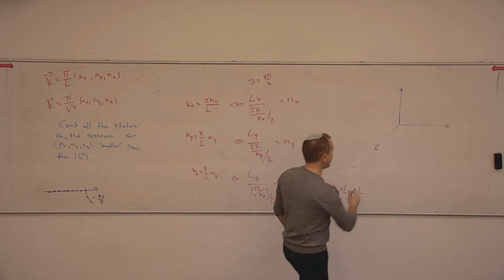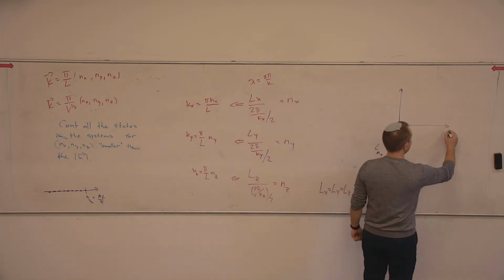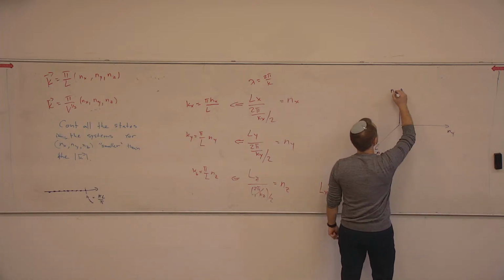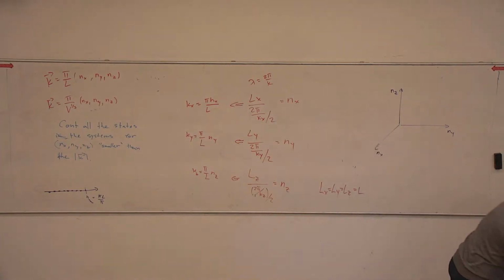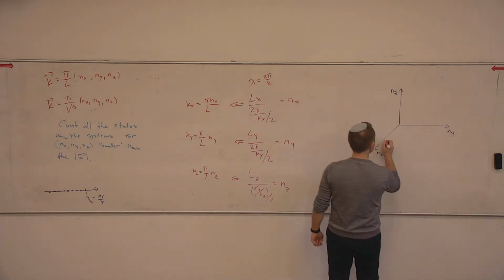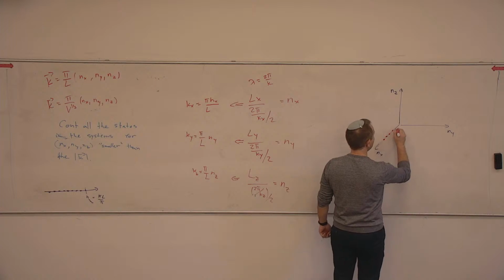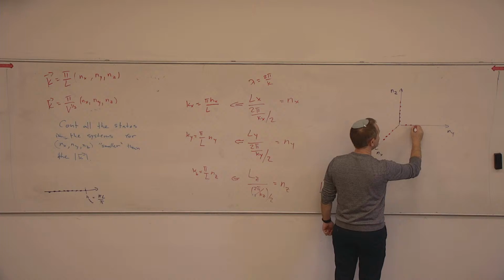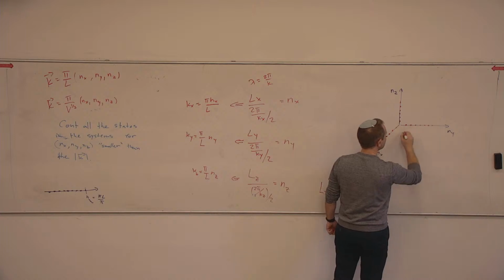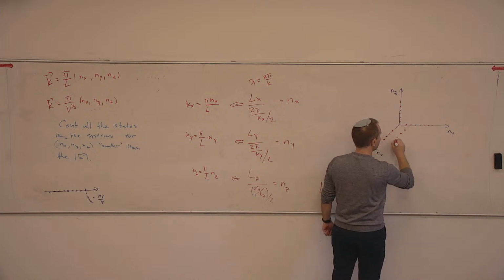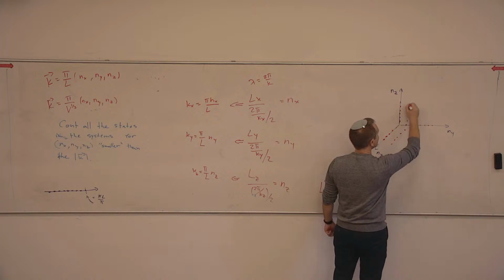And in those three dimensions, we have nx, and we have ny, and we have nz. And there are many states with different nx's, ny's, and nz's. Okay? And they fill up three-dimensional space. So there is some sort of a three-dimensional lattice over here.